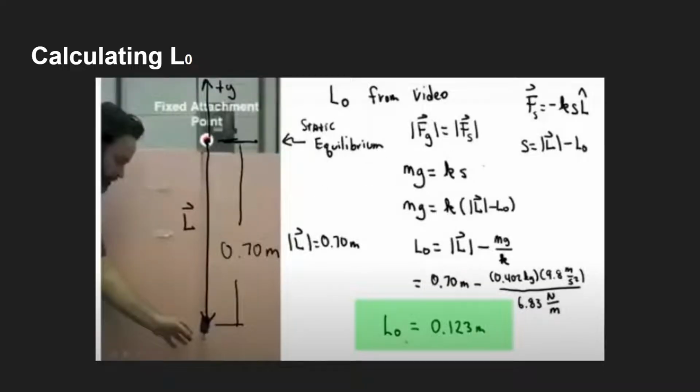We then need to calculate the resting length from the video, and we can do this by taking our force of gravity and equating that to the spring force. So we get mg equals ks, and then we can isolate for the resting length of the spring because we know our stretched length as well as mass, gravity, and the stiffness constant we just found. So we can plug all that in and isolate the resting length to get 0.123 meters.